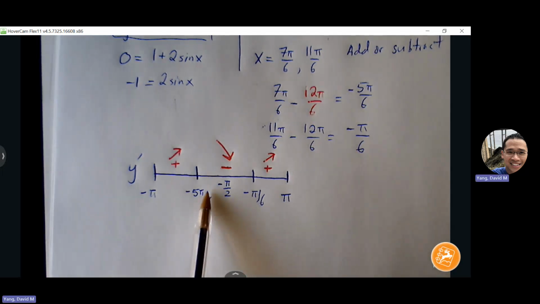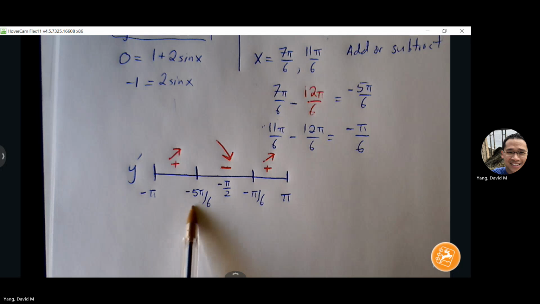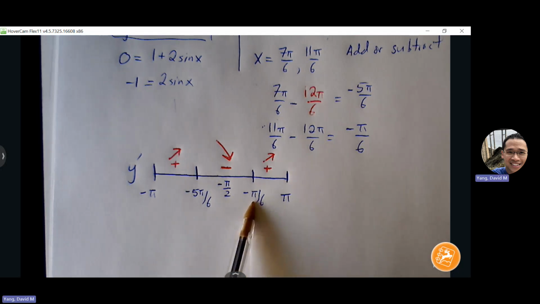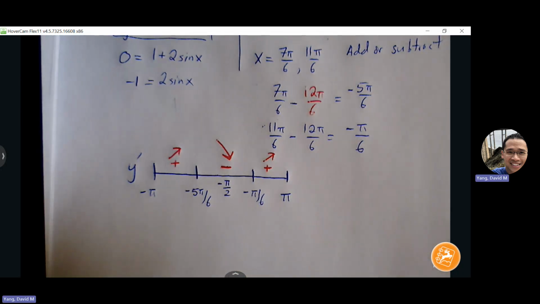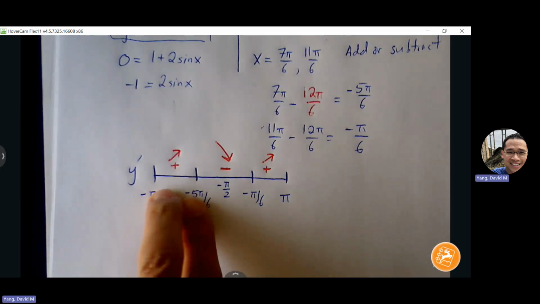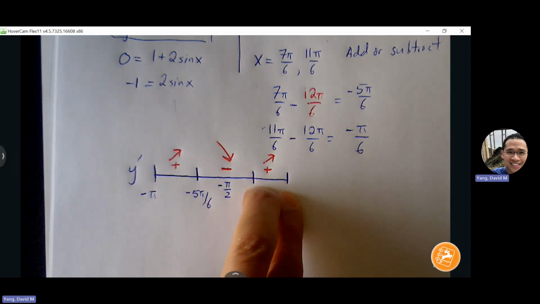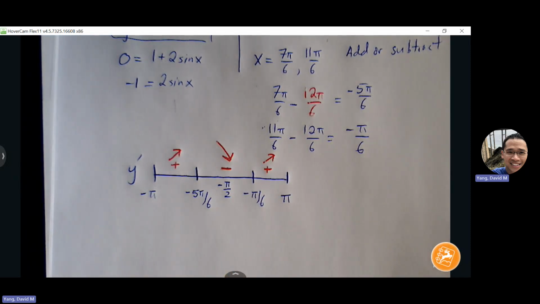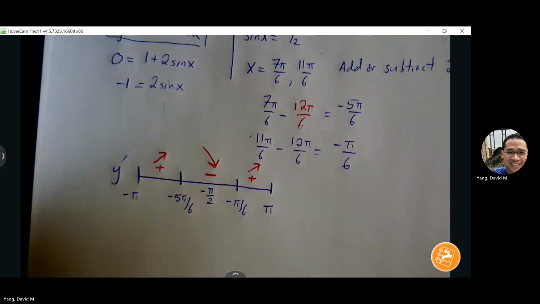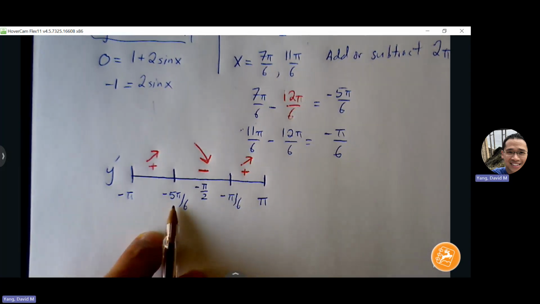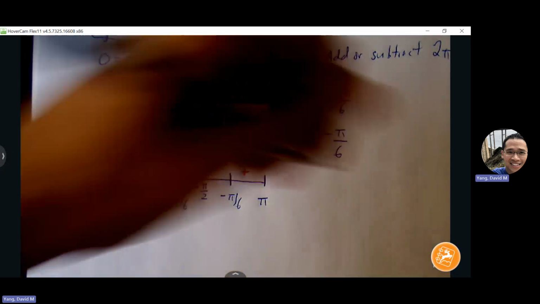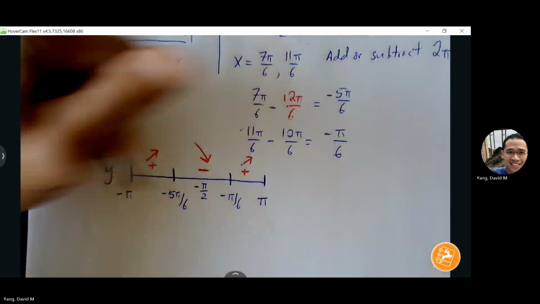So what can we expect at negative 5 pi over 6? Relative max. What do you expect at negative pi over 6? Relative min. Okay. So we're going to find those ordered pairs. We can also write our intervals of increase, intervals of decrease, and our because statements, right? So let's get the hard part out of the way here. Let's find the relative max. So relative min.